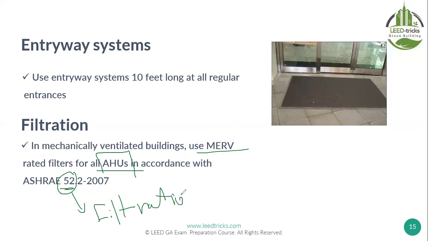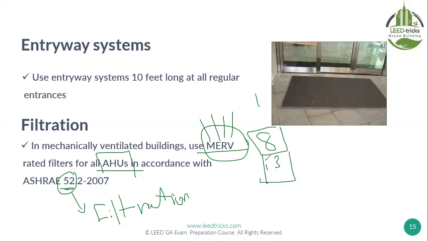ASHRAE 62 is for what? Ventilation. Don't forget. What about MERV? MERV is a measurement for the filter from 1 to 13. We call it minimum efficiency reporting value, or MERV. When you buy a filter, they will ask you, what is the MERV for the filter? During construction, we prefer MERV 8, and during occupancy, we change it to MERV 13 because there is no more contamination or dust.